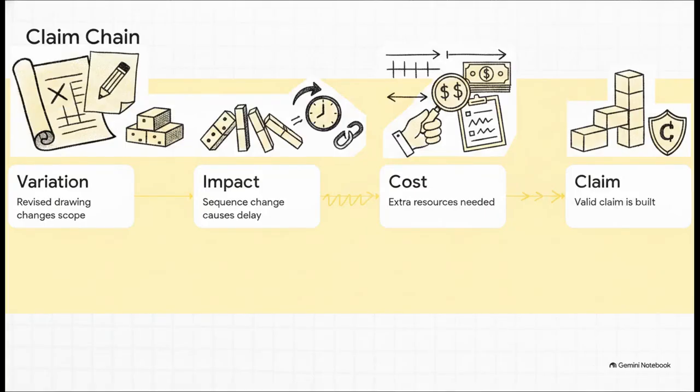Let's just watch how the dominoes fall on a live site for a second. An owner issues a revised drawing. That change impacts the scope. The new sequence causes a delay. So the contractor documents the extra resources, updates the program, and calculates the exact cost. Do you see that unbroken chain of cause and effect? That right there is exactly how an undeniable claim is built.